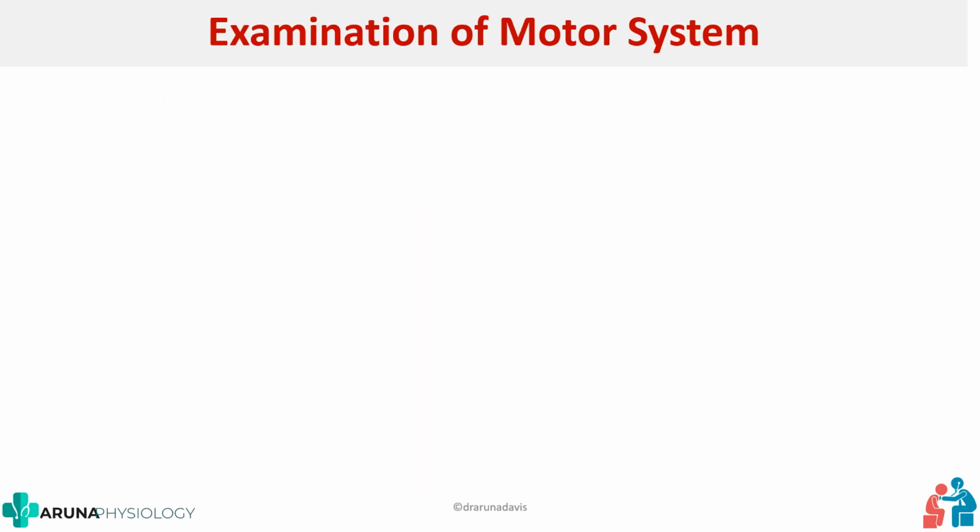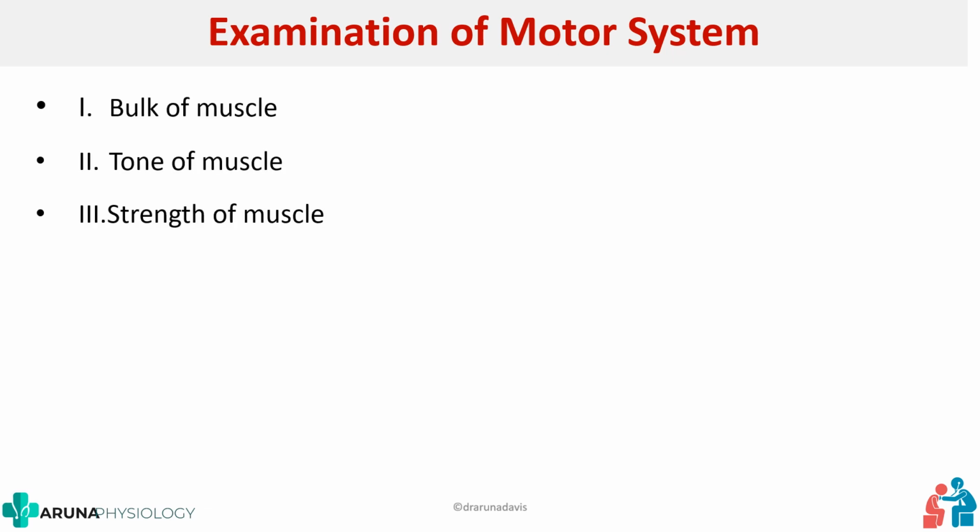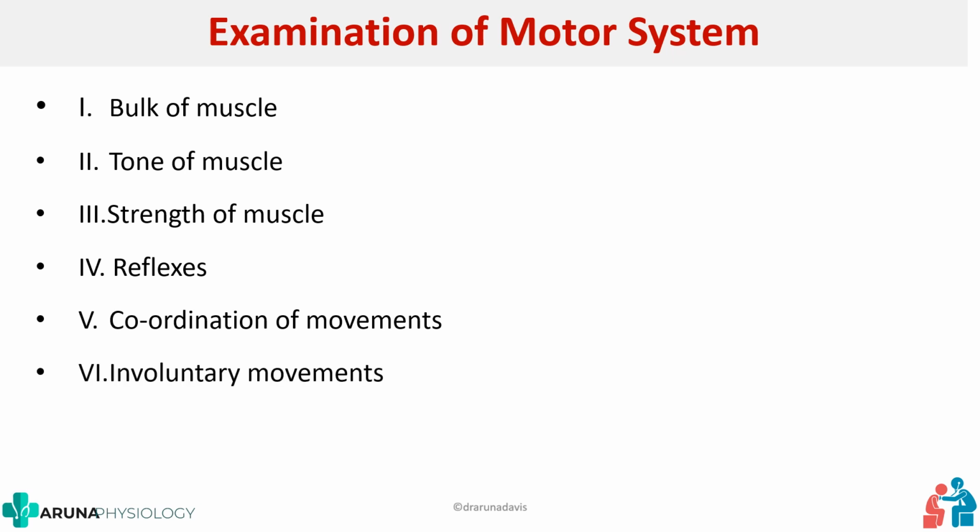In examination of the motor system, the first point that you have to note is the bulk of the muscle. Then we've got the tone of the muscle, and then strength or power of the muscle. And then you have to check for the reflexes, coordination of movement, involuntary movement, and gait. So these are the 7 points that are included in the examination of the motor system, of which reflexes will be discussed later, or it's already been posted. So in this video we'll be discussing this first part, that is bulk, tone, and power of the muscle.